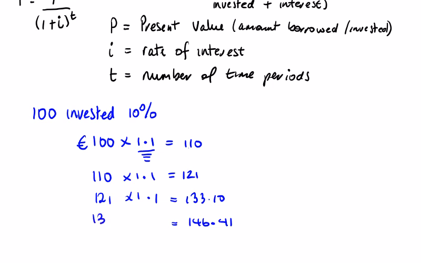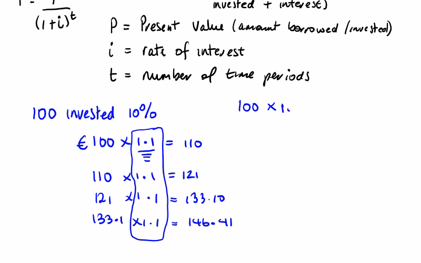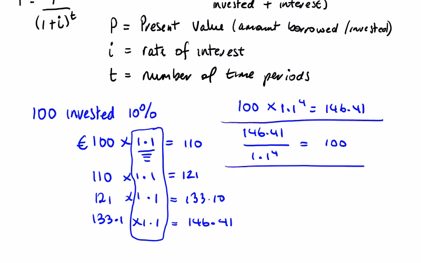That will be 133.1 by 1.1. So you can see the pattern here. We're multiplying by 1.1 each time. So 100 by 1.1 to the power of 4 is equal to 146.41. And similarly, 146.41 divided by 1.1 to the power of 4 is equal to 100, if you want to check these two on your calculator. So this is the simple math behind present value and future value.